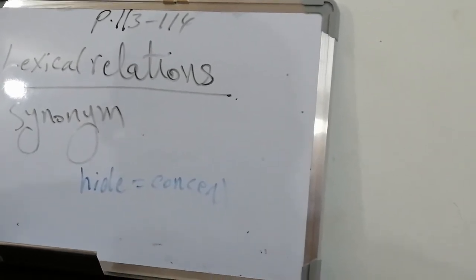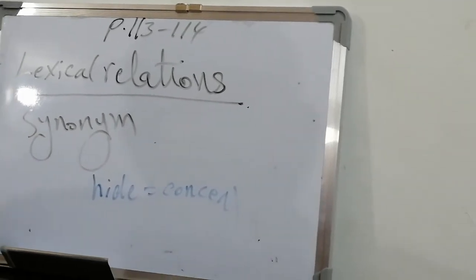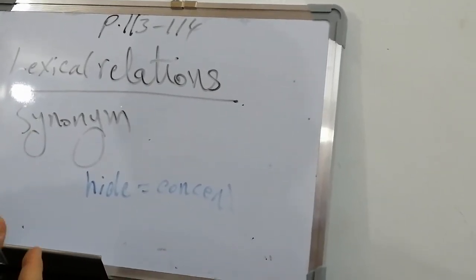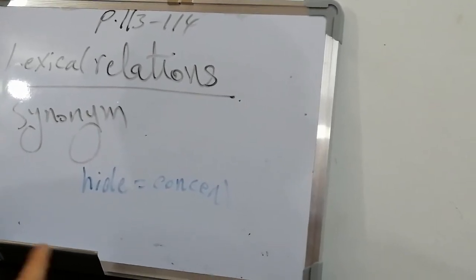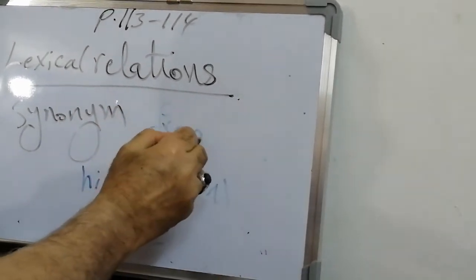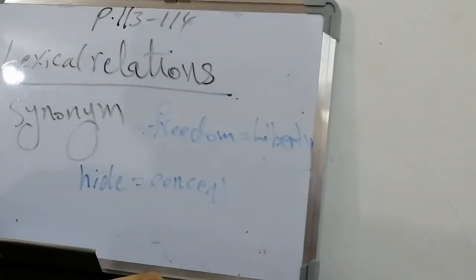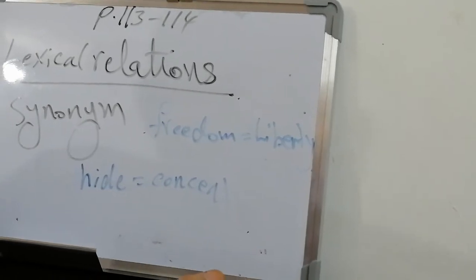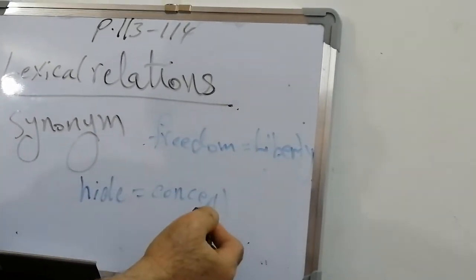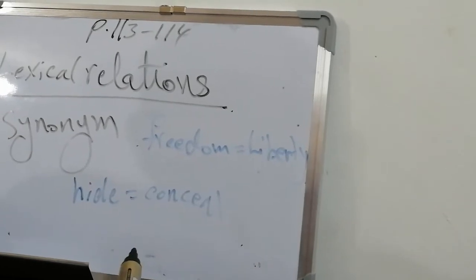Almost, nearly, cab, taxi, big, large, car, automobile, broad, wide, couch, sofa, buy, purchase, freedom, liberty. لاحظ كلمة freedom, liberty. Liberty statue, for example, يعني تمثال الحرية. This is in America. So freedom, liberty, hide, conceal, large, big, car, automobile, broad, wide, etc.